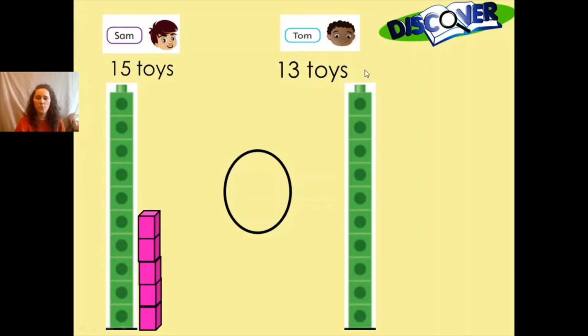Now let's do Tom. Tom has got his group of 10 and now we need to count on our ones until we get to 13. Are you ready to count along with me?